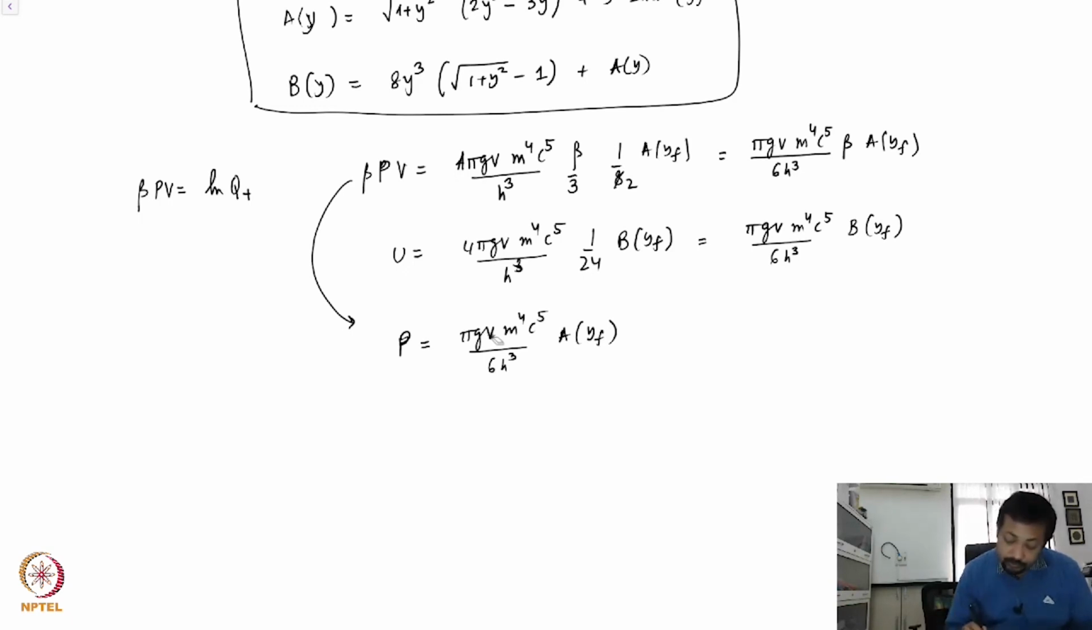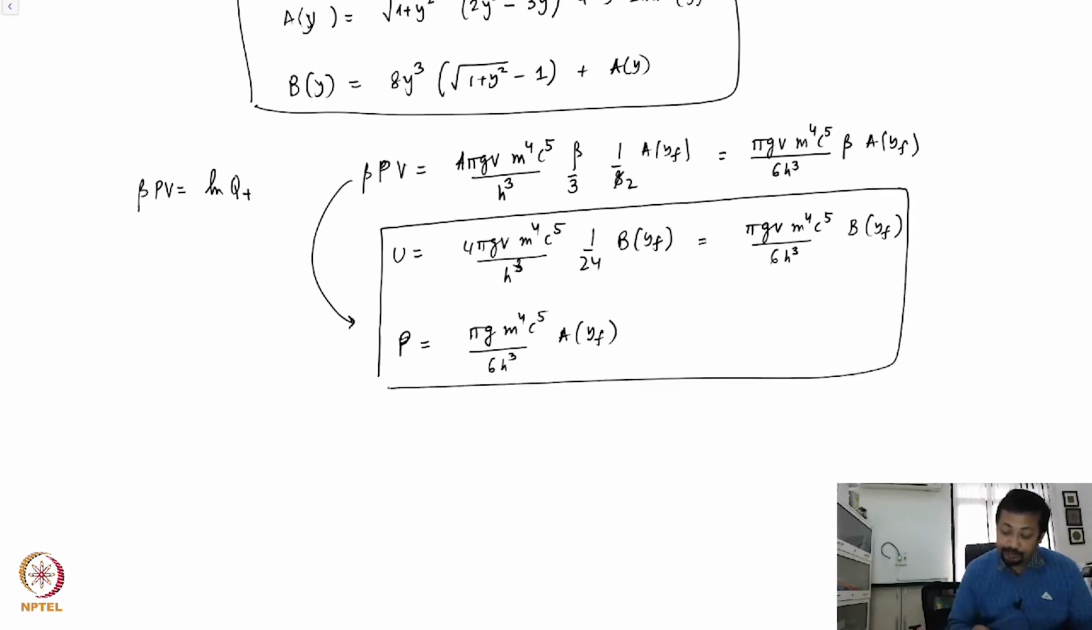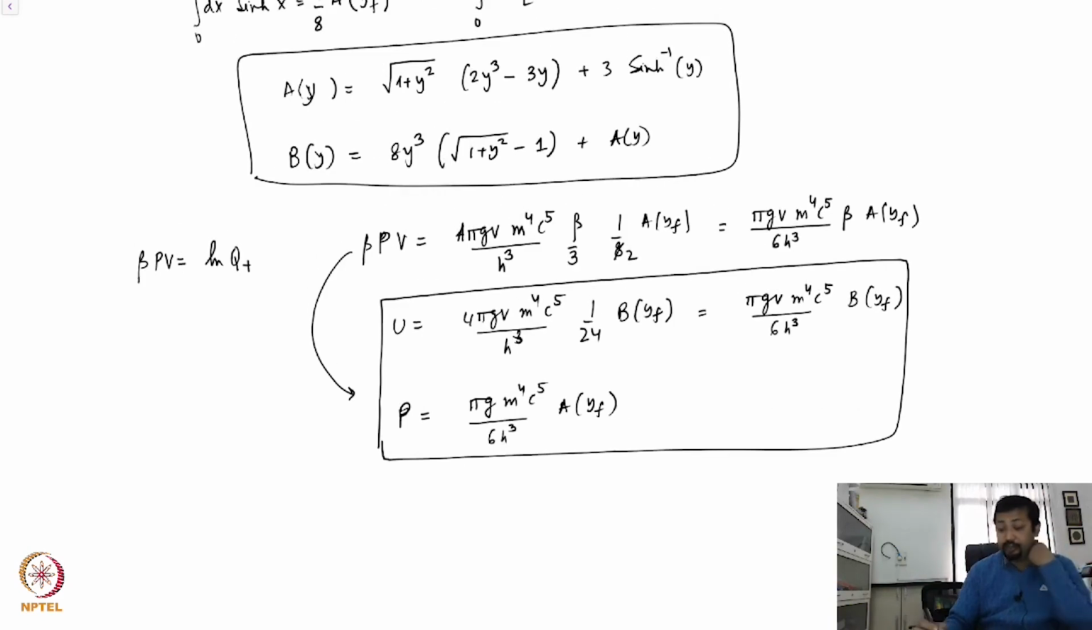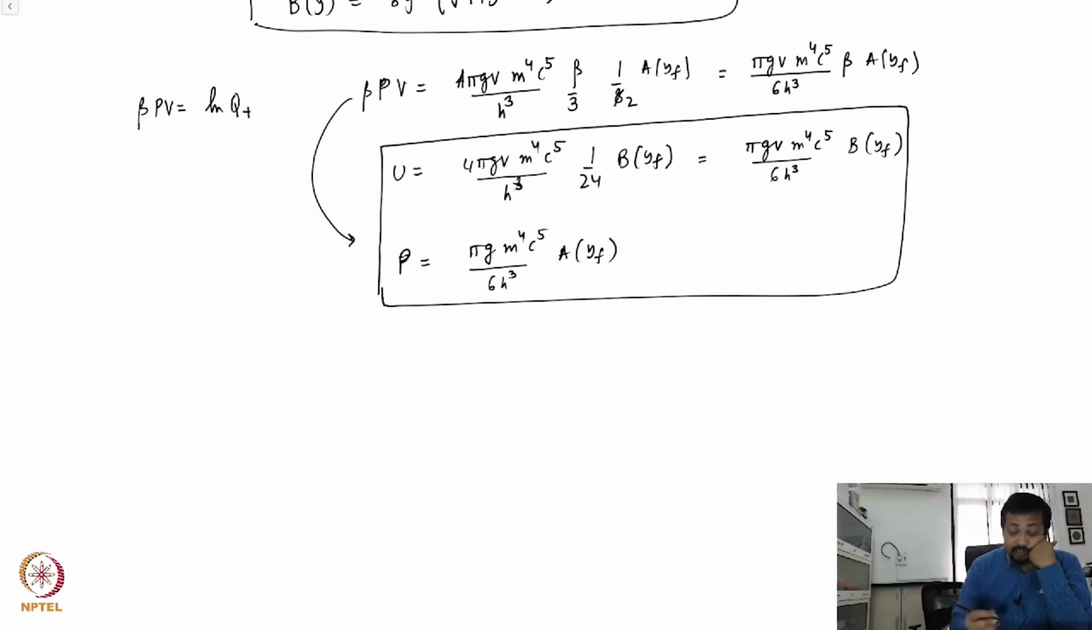So the V also cancels out over here. So you have only pi G. And this is the final expression that we have been trying to do, where A(y) and B(y) are complicated functions which are given over here. But let's just check whether we have come at the right result. So I'm interested in y_F much less than 1. What happens to A of y_F and B of y_F?